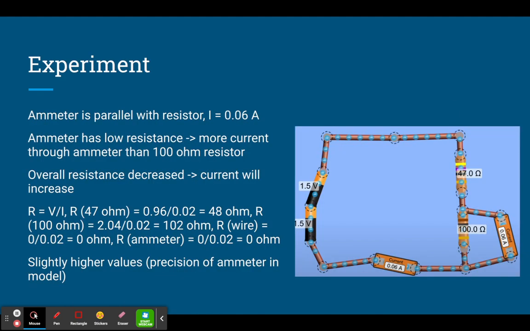And so in this part of the experiment, the ammeter is parallel with the resistor, with the current being 0.06 amperes. And the ammeter has a low resistance, which means that more current will go through the ammeter than the 100 ohm resistor. And the overall resistance is decreased, and the current will increase as a result. And here you can also see the calculations for resistance being V divided by I to get all those ohm values, which are all there for different parts of the circuit. And we saw here slightly higher values due to the precision of the ammeter in the model being slightly smaller.